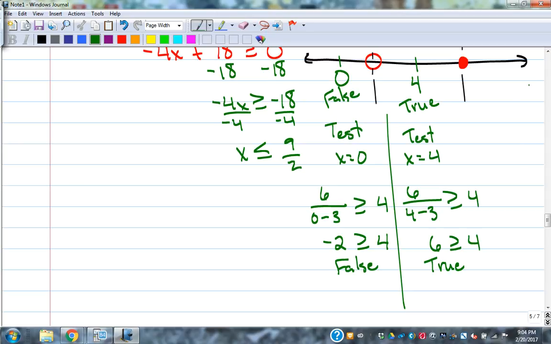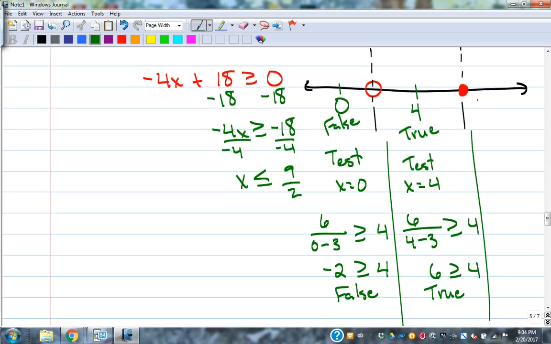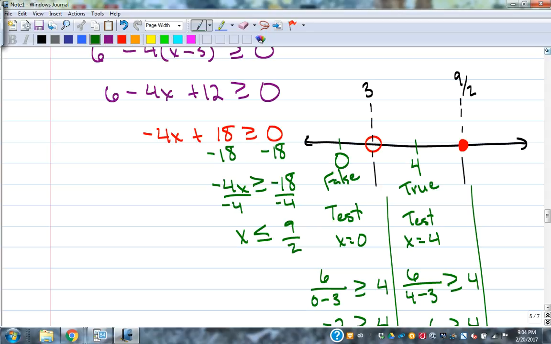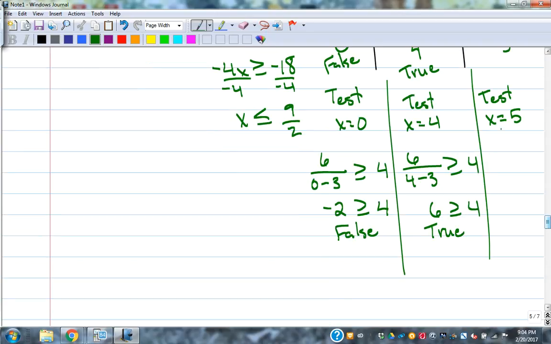Then we need to test the last area, something bigger than 4.5. 5 is bigger than 4.5, so I'm going to pick it. Test x equals 5. 6 over 5 minus 3. Is it greater than or equal to 4? That'd be 6 over 2, which is 3. So that's false.